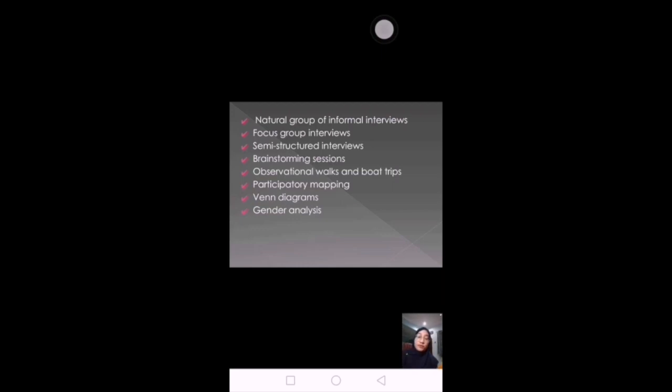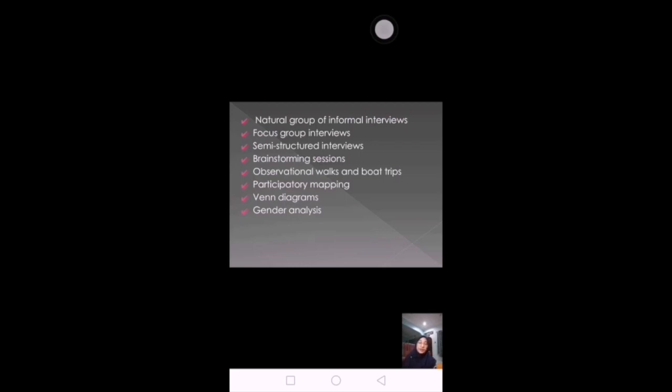Next are observational walks and boat trips, undertaken by a group of local people and useful for identifying social, environmental and livelihood issues and evidence of degradation. This technique often helps local community members to get a new perspective on resources.